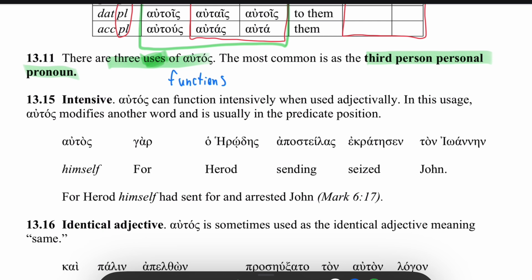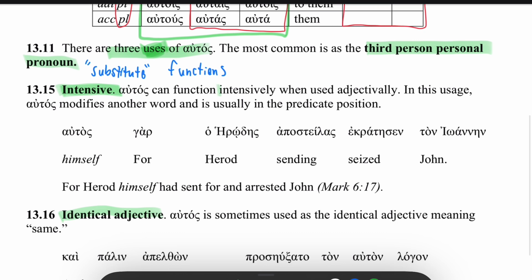So you could think of this use as the substitute. It's substituting for the antecedent. So that's the first use, third person personal pronoun. The second use is the intensive use, and then the third is, in 1316, identical adjective. So first, the intensive use.